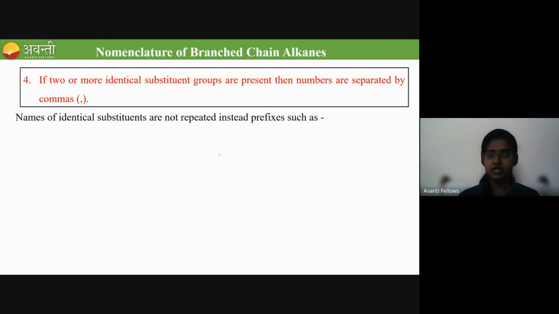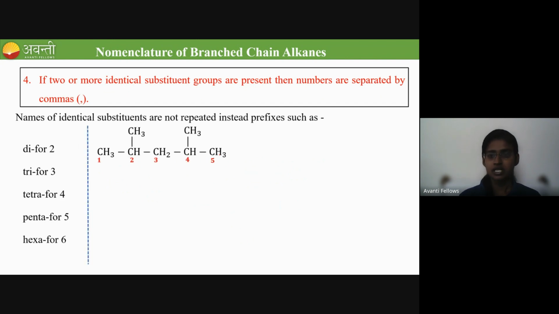The names of such identical substituents are not repeated. Instead, prefixes are used. If I have two methyls, I have to use dimethyl. If I have 3, trimethyl. 4, tetramethyl. 5, pentamethyl. 6, hexamethyl. So I have to go like this. I'll give you an example.